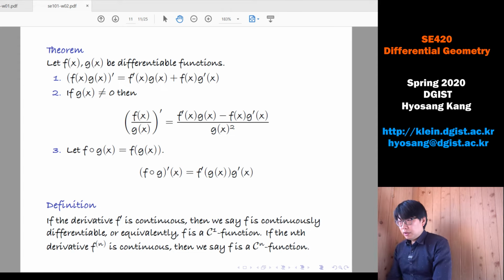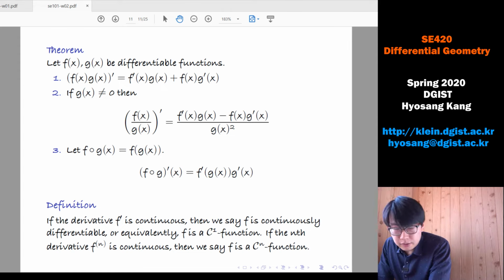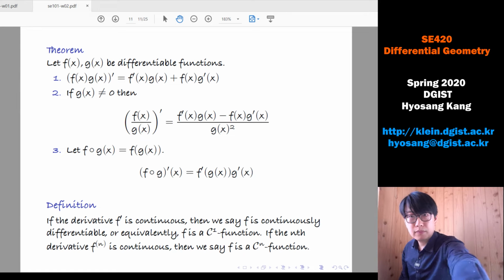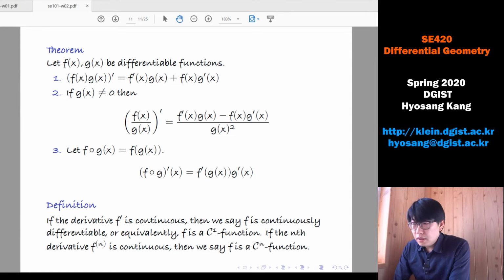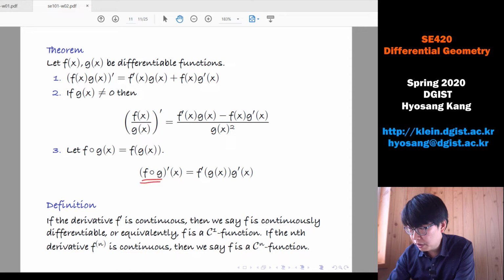And these are the well-known formulas of differentiation: the product formula, the derivative of a fraction, and the derivative of a composite of functions.